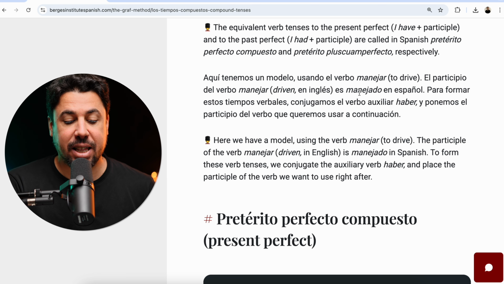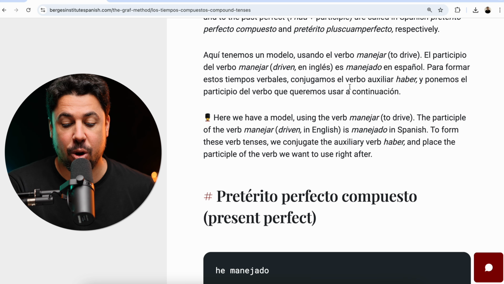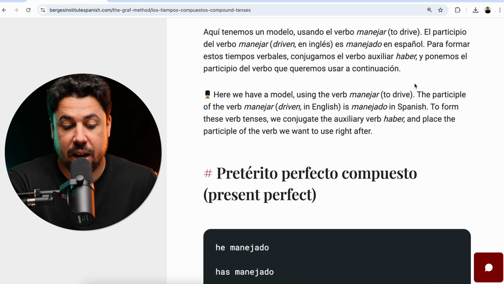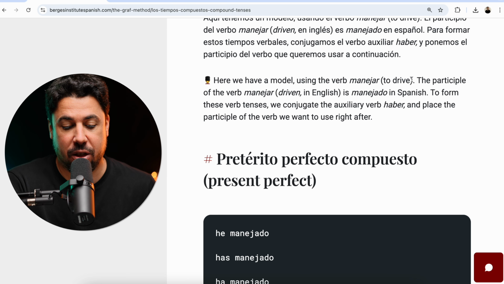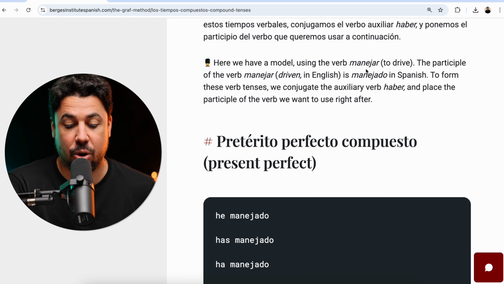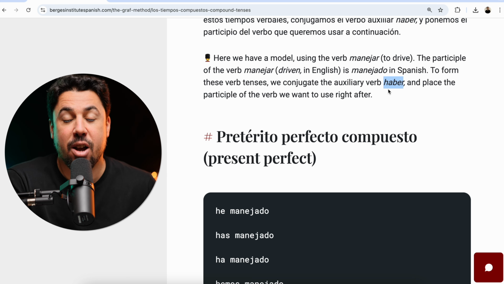So it says, aquí tenemos un modelo usando el verbo manejar, to drive. El participio del verbo manejar, driven en inglés, es manejado en español. Para formar estos tiempos verbales, conjugamos el verbo auxiliar haber y ponemos el participio del verbo que queremos usar, manejar en este caso, a continuación. In English, here we have a model using the verb manejar, to drive. The participle of the verb manejar, driven in English, is manejado in Spanish. To form these verb tenses, we conjugate the auxiliary verb haber, and we place the participle of the verb we want to use, in this case manejar, to drive, right after.